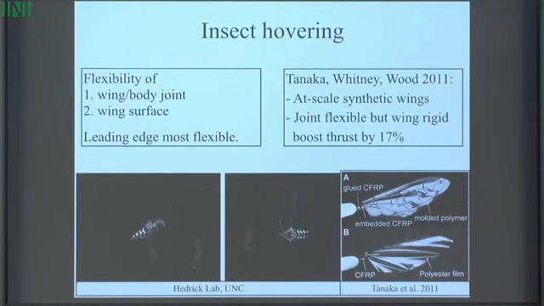Which tells you that the rest of the flexibility of the wing itself might be there for other reasons, which we don't know what they are. So they might be there for maneuverability, control, things like that, or it might simply be that you can't avoid some flexibility of the wing using building a wing out of biological materials.